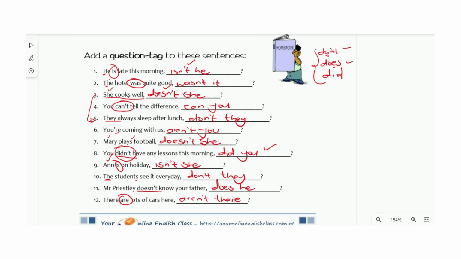A question tag. Remember, if a statement is positive, the question tag becomes negative. If the statement is negative, the question tag becomes positive. And how do you see that a question tag is negative or positive? When it is contracted with an apostrophe mark, you know that it's a negative question tag.